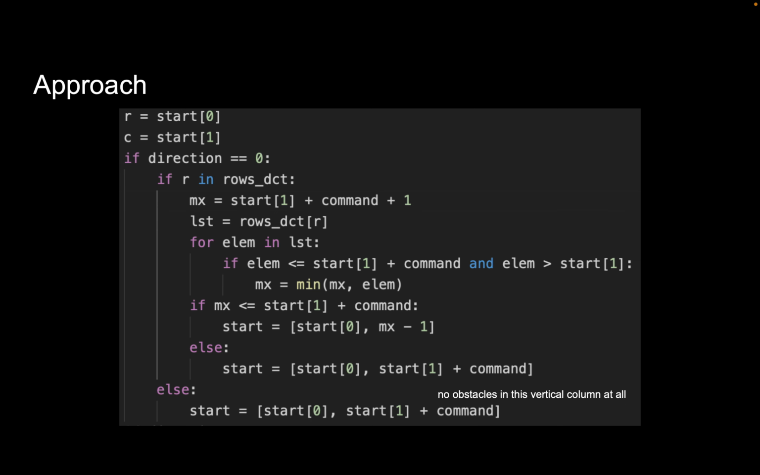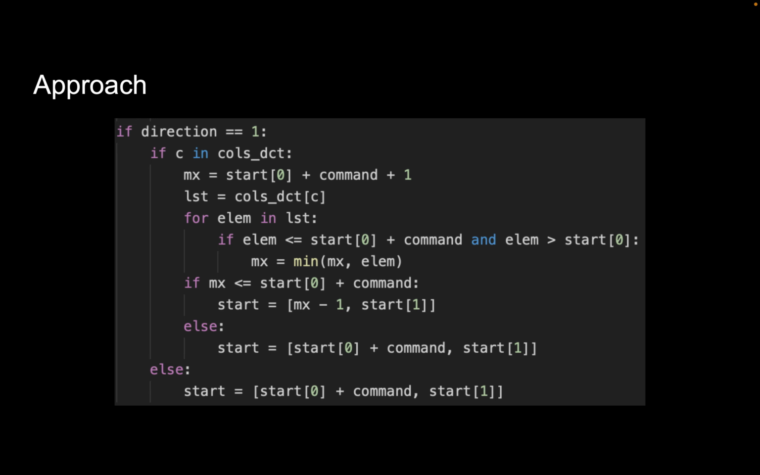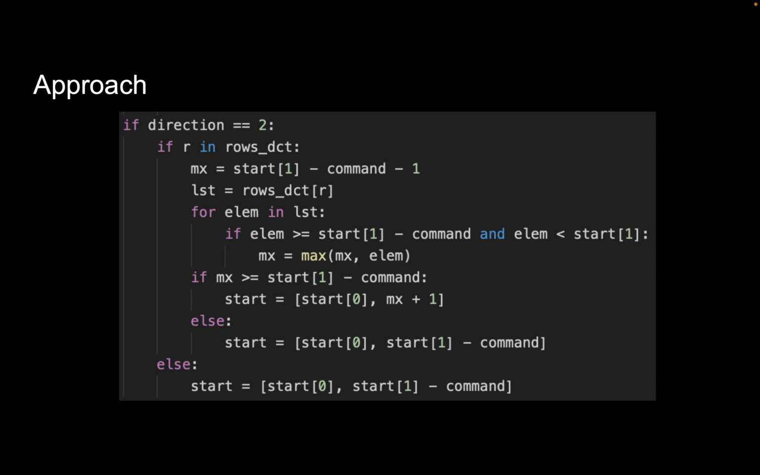The other case is where there are no obstacles in this vertical column at all, so there is no need for us to restrict our range of motion. In that case, we just set start to be start[0], and the y coordinate is going to be start[1] plus command. We can do a similar process for moving to the east, to the south, and to the west. Note that for south and west, it's very similar, except that the signs are different to match moving left and down. That's the only difference. Conceptually, it's the same.